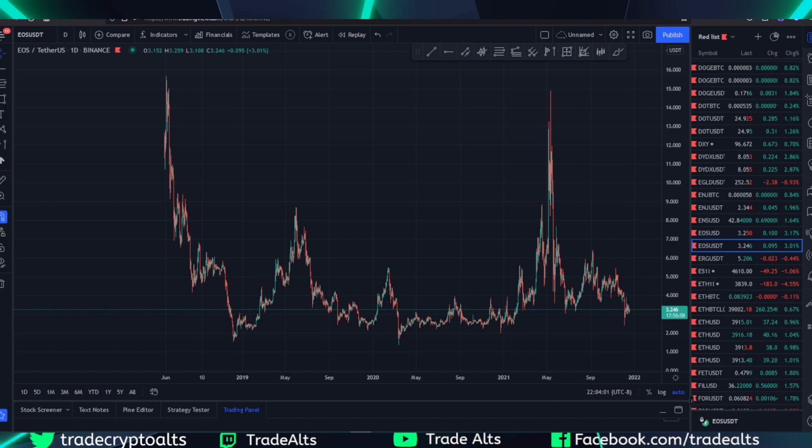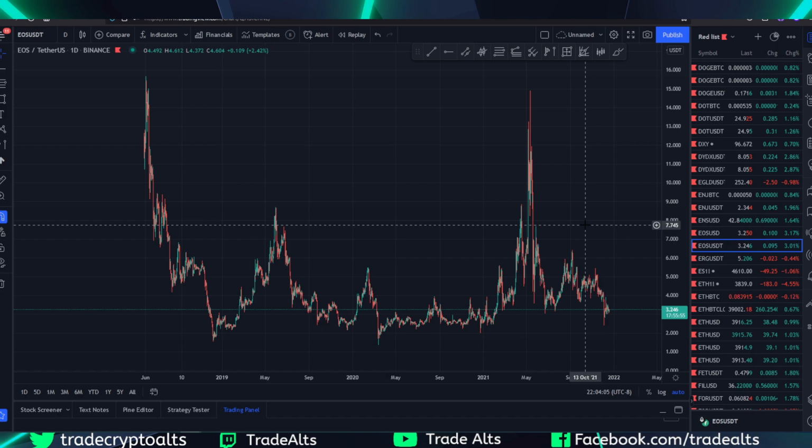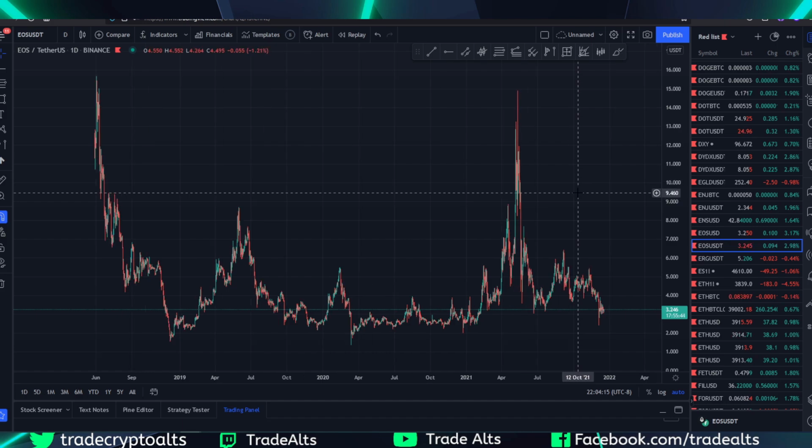So here is another chart, everybody's favorite, my absolute favorite. I'm just kidding. This is like the worst chart in the world. It's actually not the worst chart in the world, but I hate EOS. I've said that a bunch of times already. So we're going to check it out.